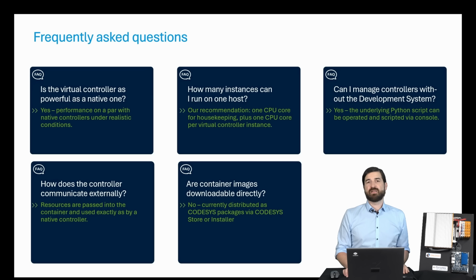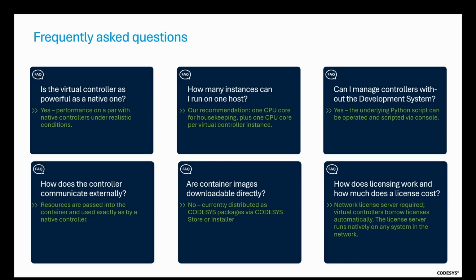And finally, licensing. How does it work? How much does it cost? Well, you need a license server, and the virtual controllers automatically borrow their licenses from that server, and the assignment works reliably. There's currently no scenario where controllers claim the wrong or miss the correct licenses. And one important detail, the license server must run natively, not inside a container, but it doesn't have to run on the same machine that hosts the virtual controllers. Any system in the network will do.